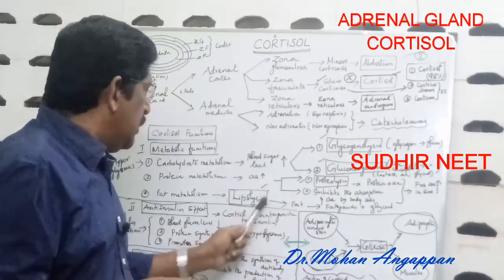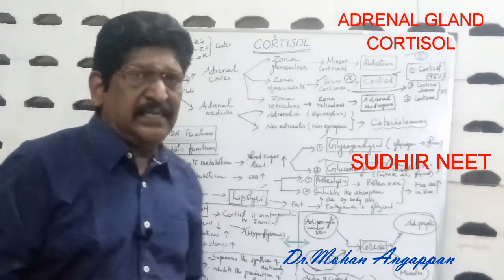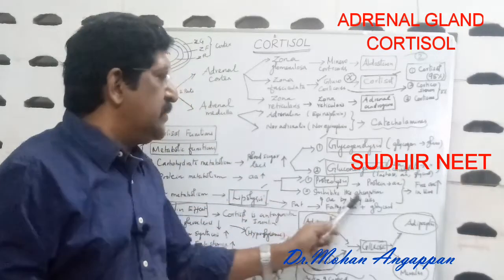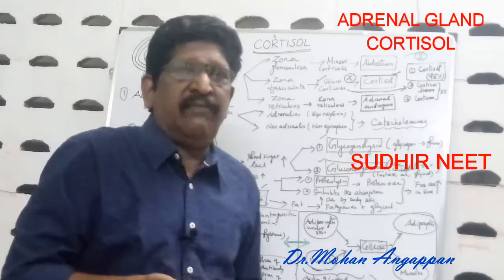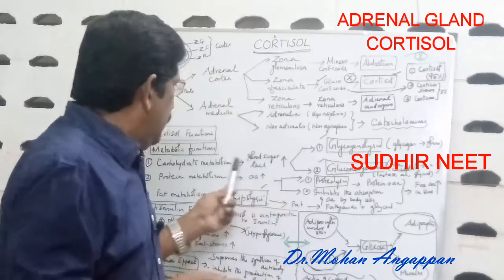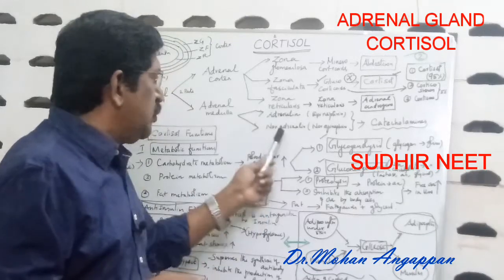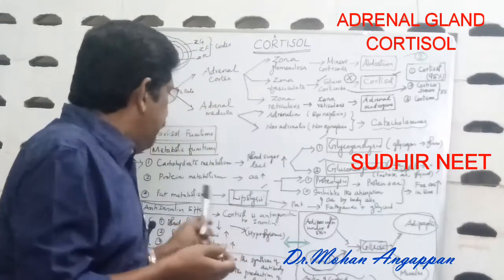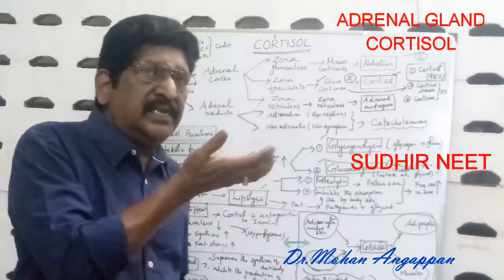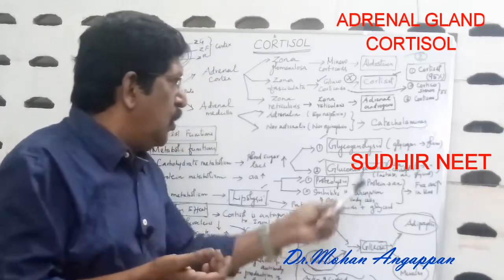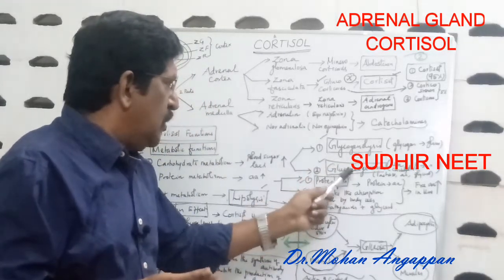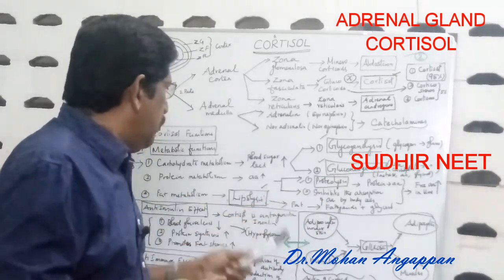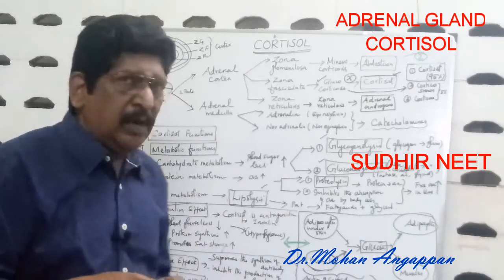Number three, fat metabolism. It involves lipolysis. Lipolysis means conversion of fat into fatty acids and glycerol. It increases the fatty acid level in the blood. So by carbohydrate metabolism, it increases blood sugar level. By protein metabolism, it increases amino acid level in the blood. By fat metabolism, the fatty acids are increased in the blood. So glycogenolysis and gluconeogenesis in carbohydrate metabolism, proteolysis in protein metabolism, and lipolysis in fat metabolism.